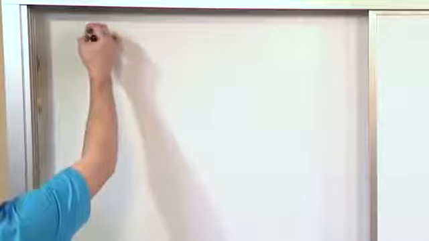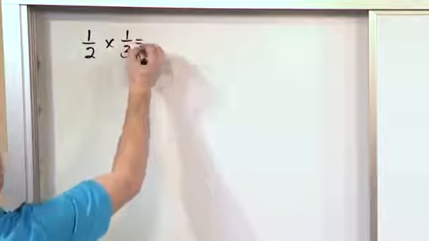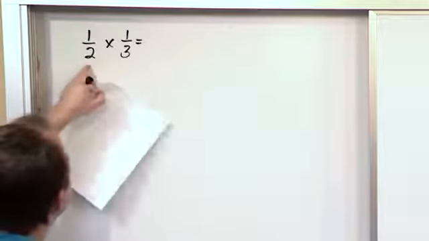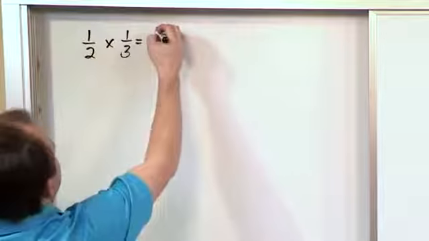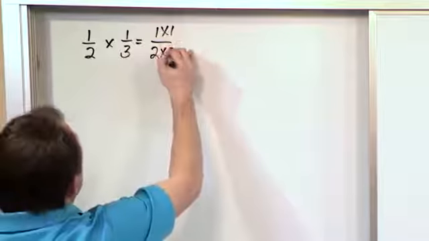But you'll notice a lot of similarities. So what if you have 1/2 times 1/3? All right, you do exactly what we said before. You do not need a common denominator in order to multiply fractions together. All you do is you multiply the numerators, 1 times 1, and you multiply the denominators, 2 times 3.